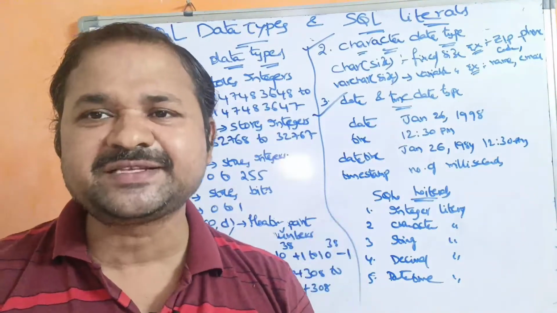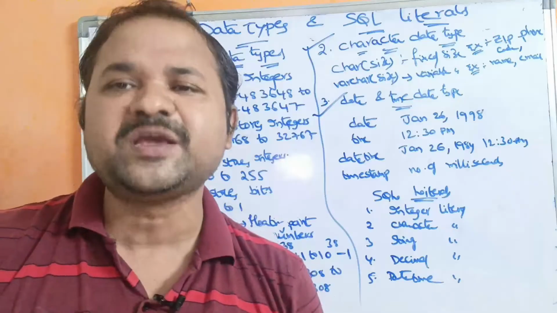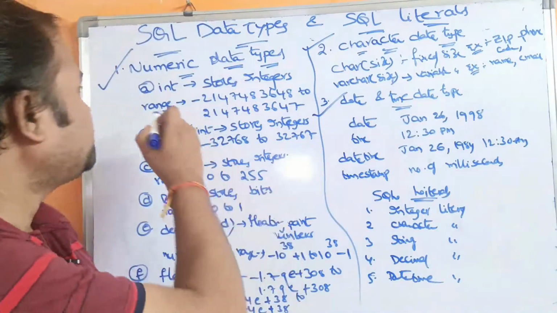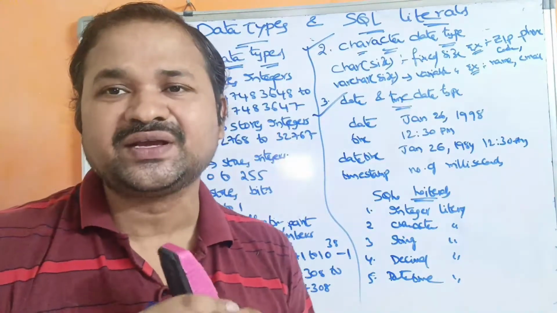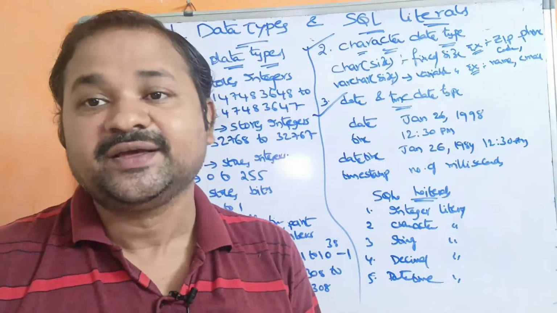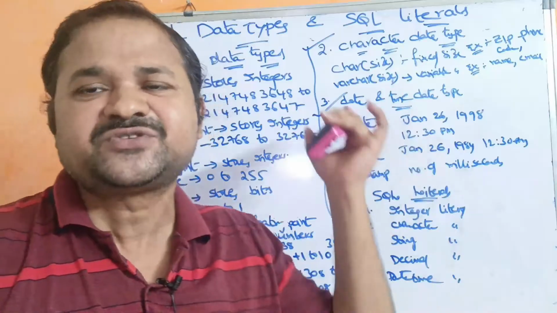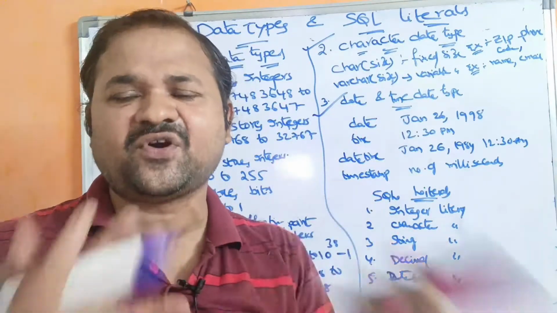So numeric means it is a number. It may be an integer or a floating point number. So let us see the numeric data types. The first one is integer. It is useful in order to store integers. Integer means a whole number. It should not contain any decimal point. It is useful to store integer numbers like 10, 20, 30, 40, 50.